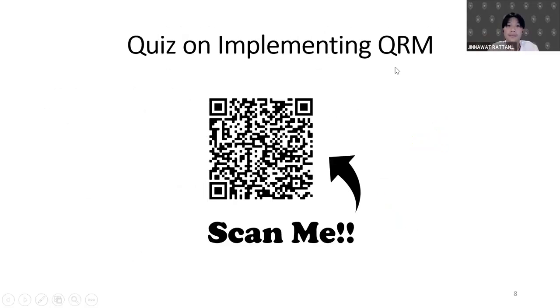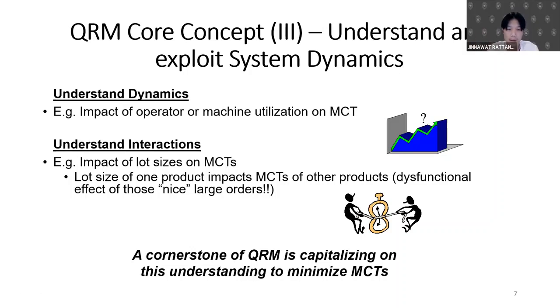And if the machine exceeds the utilization, the cost of fixing and something like that will become more. And next one is understanding the interaction, the impact of lot size on MCT. For the lot size of each product, there is a lot size which makes the product come out fastest. Each product has a different lot size which we should keep so we can reduce the lead time.